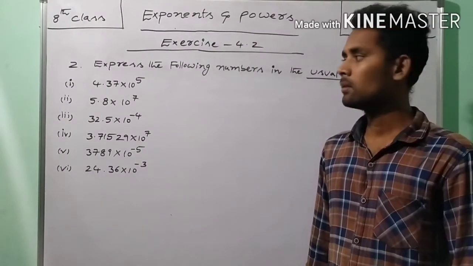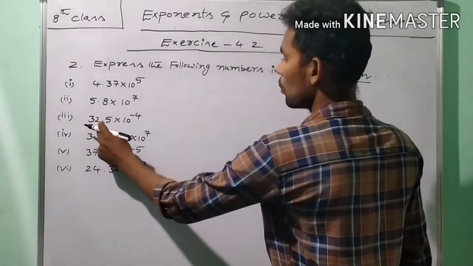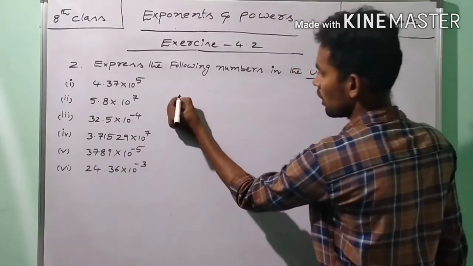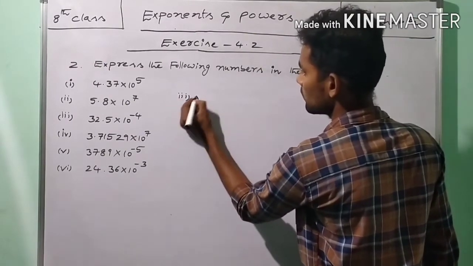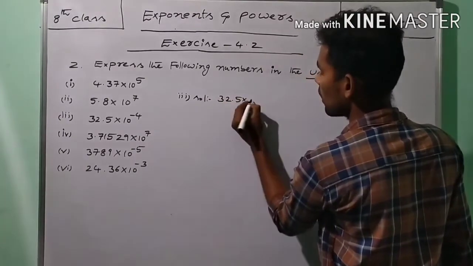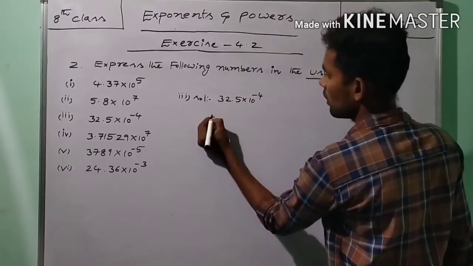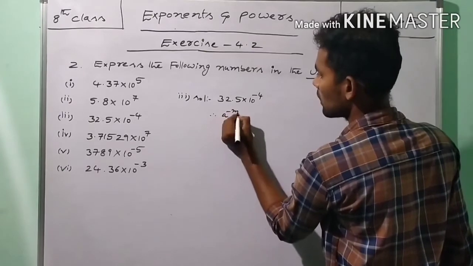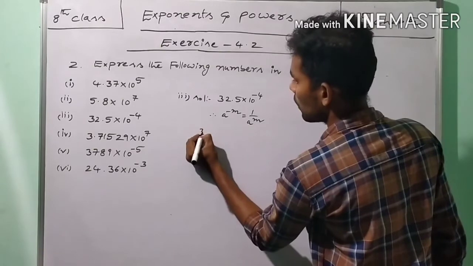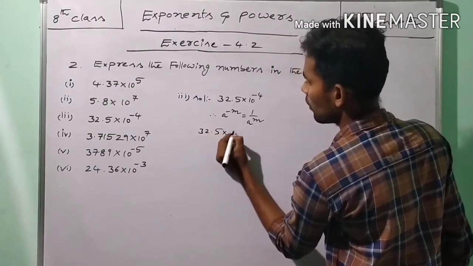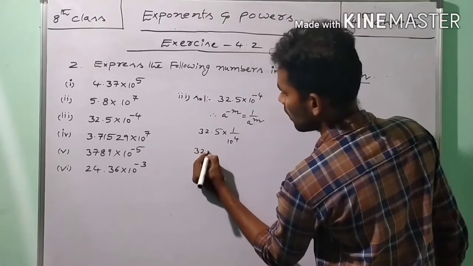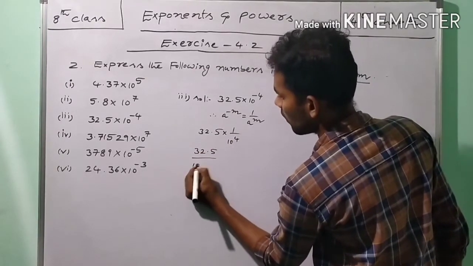Third question. 32.5 into 10 to the power of minus 4. Third question solution. 32.5 into 10 to the power of minus 4. Therefore, a power of minus m equals 1 by a power of m. So 32.5 into 1 by 10 to the power of 4, which is 32.5 by 10 to the power of 4.